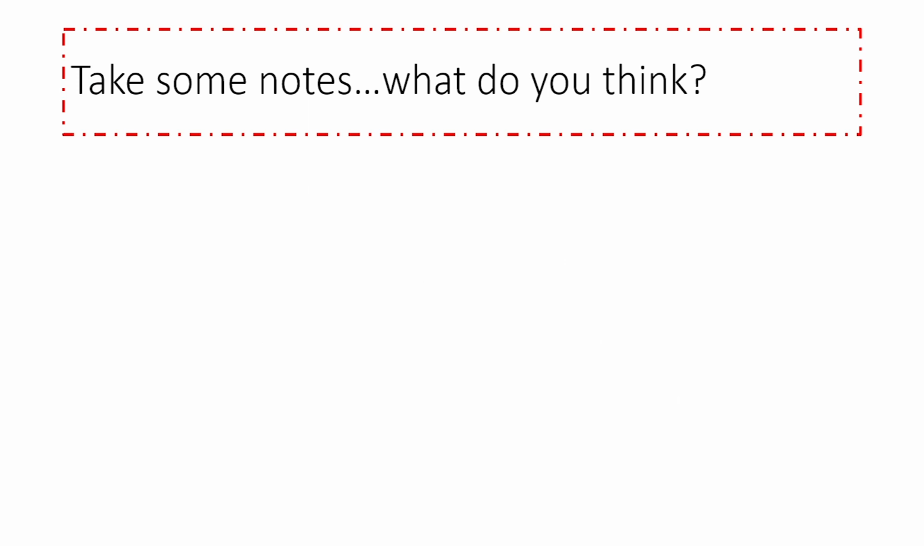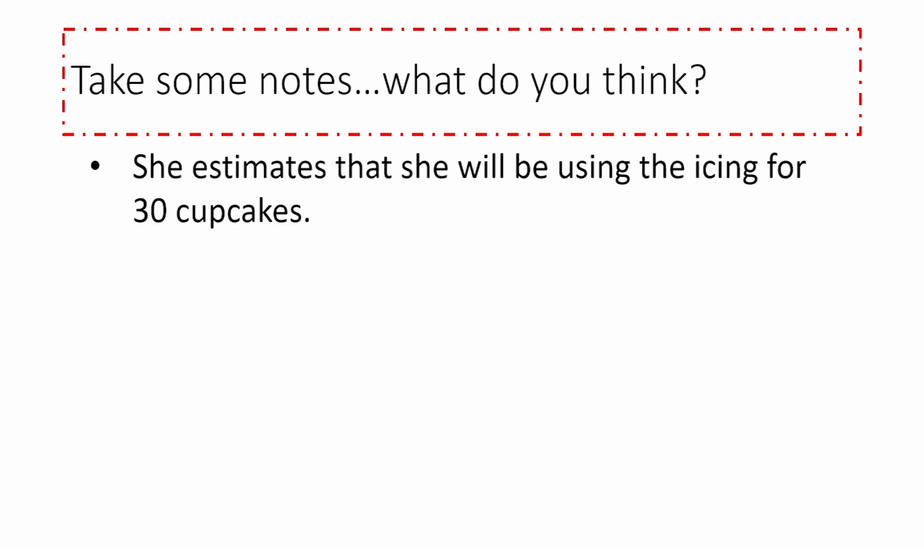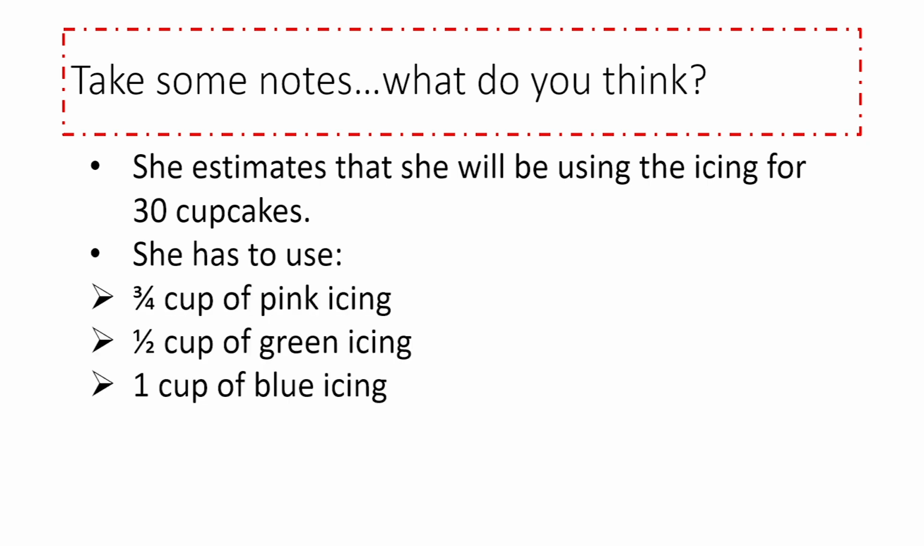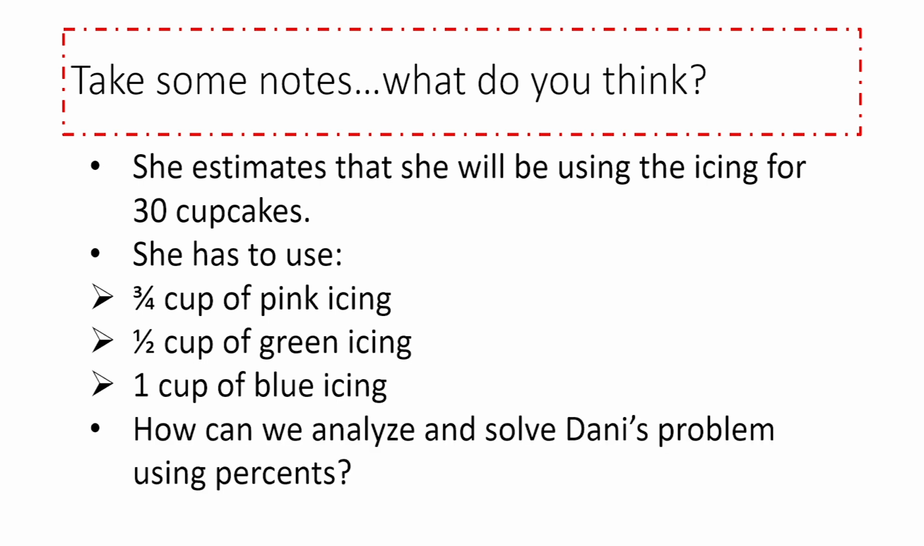So we're going to break this problem down into a couple of parts. You might want to take some notes. You might want to write some of this information down. So Danny estimates that she will be using the icing for 30 cupcakes, as that's what the recipe calls for. And she has to use up all of the 3/4 cup of pink icing, the 1/2 cup of green icing, and the 1 cup of blue icing. So how can we analyze and solve Danny's problem using percents?